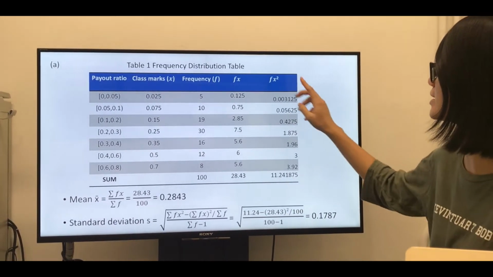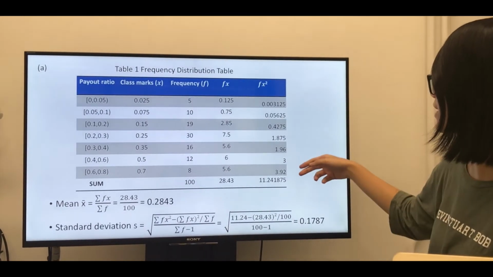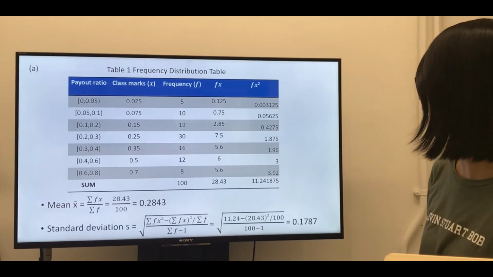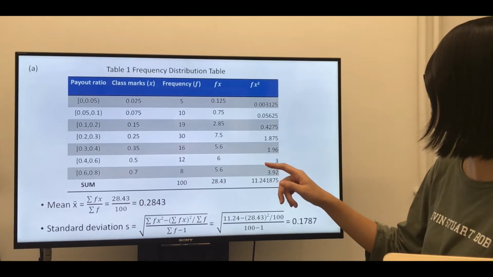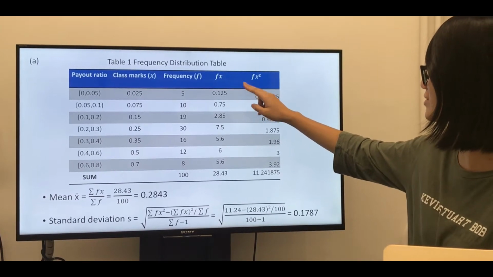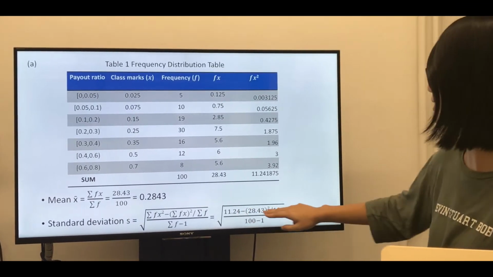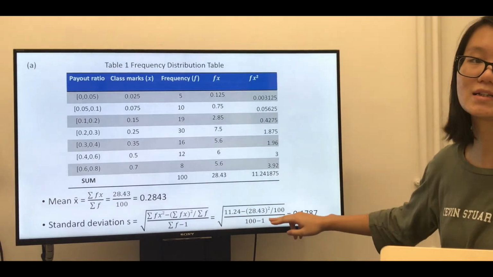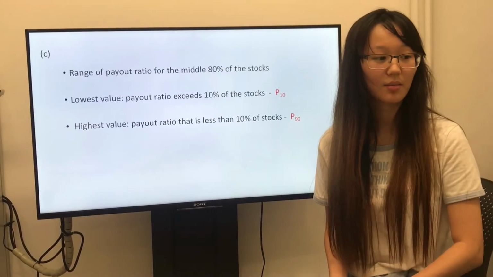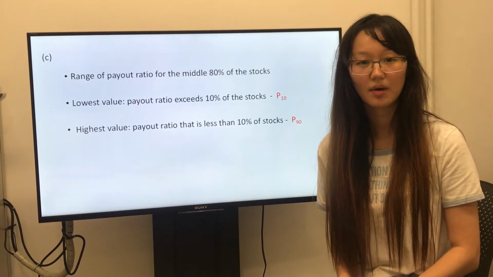First of all, we have to calculate fx squared, which will be the class mark squared times the frequency. So after calculating all the fx squared, we need to add them all together. So the answer will be this, and we have to minus the square of the sum of fx divided by 100. And after calculating it, you have to divide it by 99 and then take the root of it, and the answer will be 0.1787.